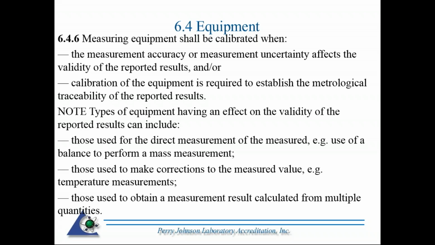Additional information as to types of equipment we may be talking about here. Those for direct measurements, for example, a balance to perform mass measurement, of course, directly related to the test or calibration being undertaken. To make corrections, such as temperature measurements. Those that obtain measurement results calculated from multiple quantities. One thing that comes to mind is air buoyancy. Temperature, pressure, barometric pressure all need to be captured to determine what the actual air buoyancy effect is.